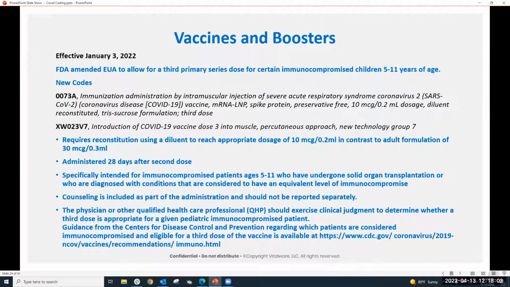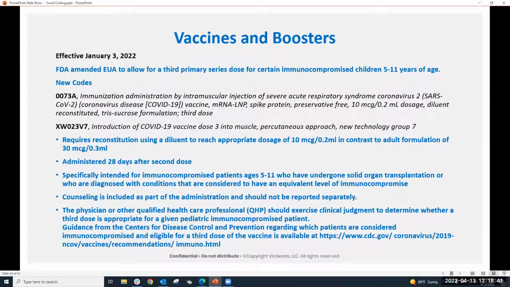And we have new codes for that third Pfizer dose that were effective January 3rd. The new CPT code is 0073A, and that's for the third dose of the Pfizer vaccine. And the new PCS code is XW023V7. This new third dose requires reconstitution using a diluent to reach the appropriate dosage. It should be administered 28 days after the patient's second dose, and it is specifically intended for immunocompromised children 5 to 11 years old.